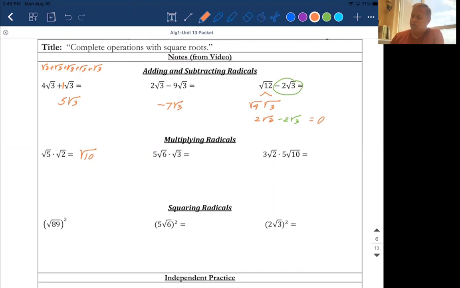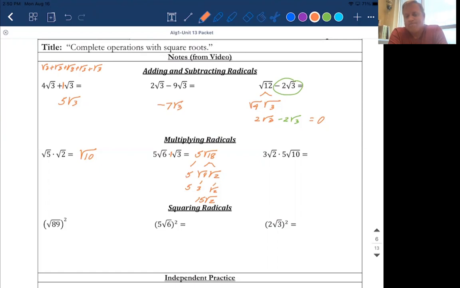Our next one has 5 square root of 6 times the square root of 3. Well, again, there's a 1 out in front of the square root of 3. And 5 times 1 is 5. And 6 times 3 is the square root of 18. But 18 breaks down. 18 is really 9 times 2. So this becomes 5 times the square root of 9 times the square root of 2. And that's 5 times 3 times the square root of 2, which is 15 square root of 2.